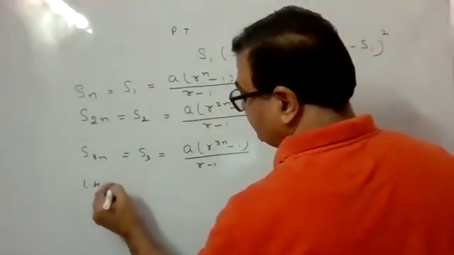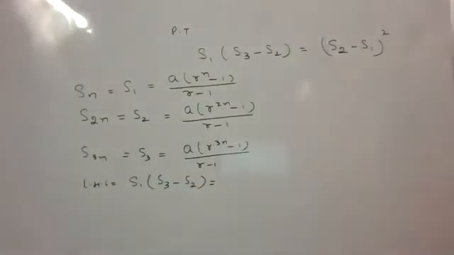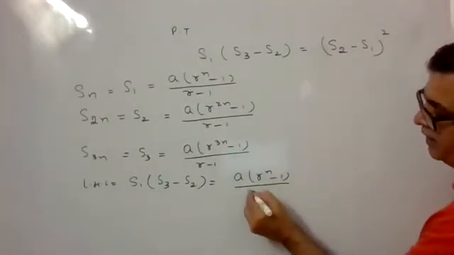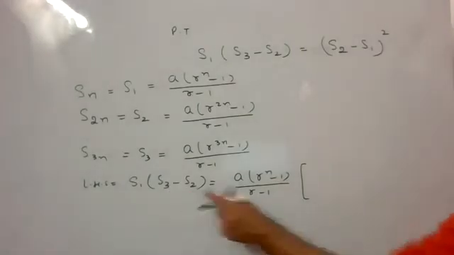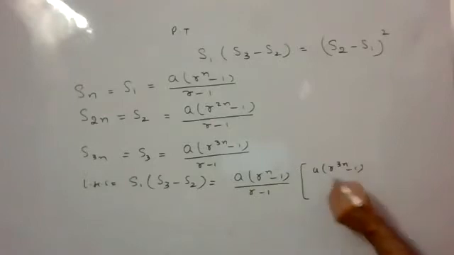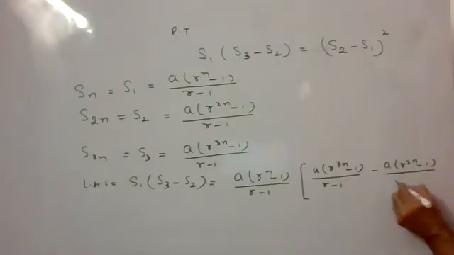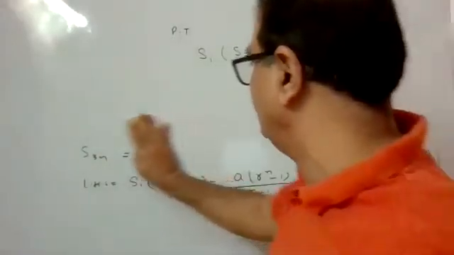When you start with the left hand side, I have S1 into S3 minus S2. S1 is A R power n minus 1 by R minus 1, and S3 is A R power 3n minus 1 by R minus 1, and the third is A R power 2n minus 1 by R minus 1. So I have simply written the value of S1, S2 and S3. And now I want it to be a whole square. To convert it to a whole square, you need a simplification of it. So we will try that simplification.